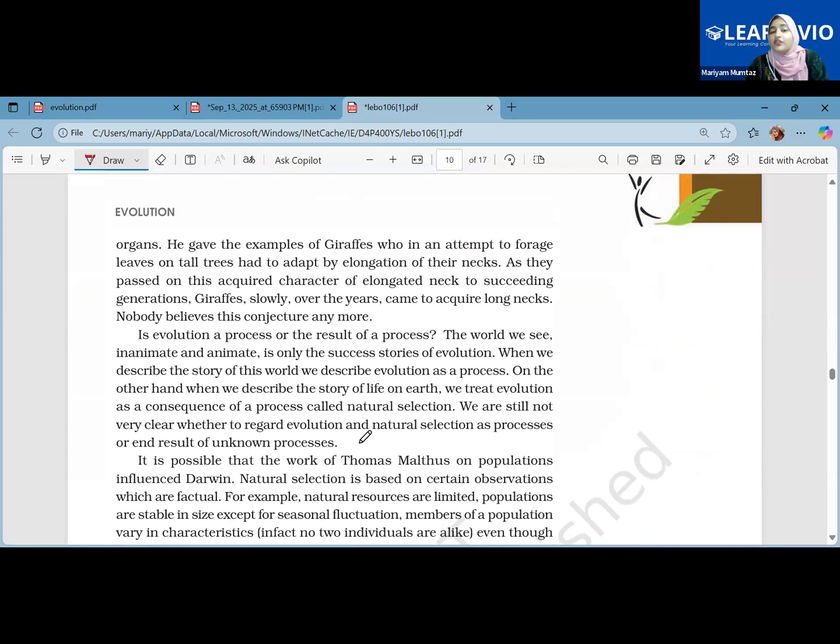He gave the example of the giraffe. He said that earlier, giraffes used to have a small neck, so they used to feed on the lower plants. Because they fed on the lower plants, the population of the lower plants was declining. So now they had to feed on the longer trees. For that, they started to elongate their necks so as to reach them. Because they kept doing so, their necks elongated and this was passed to the next generation also. But obviously, no one believes this theory.